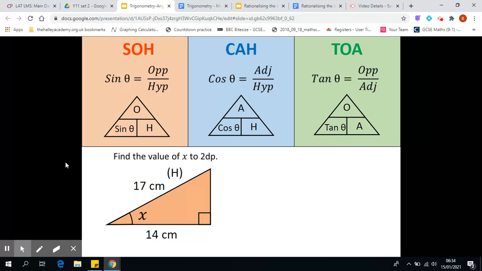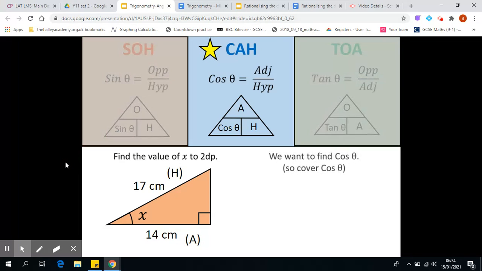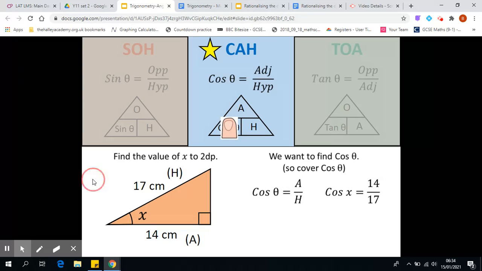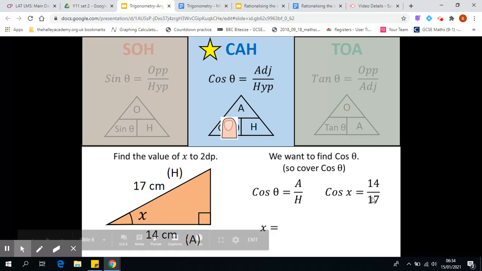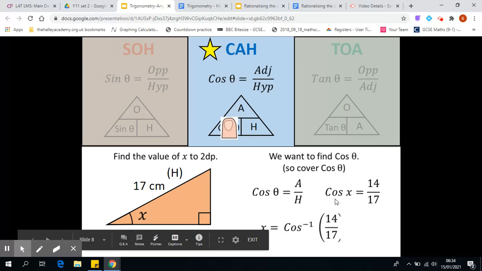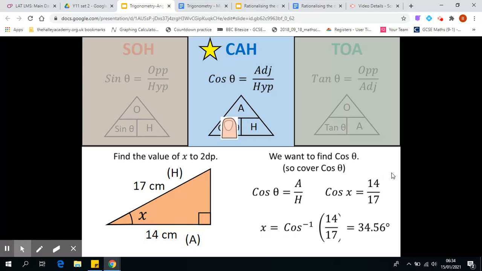Here is the answer. After naming the sides, I identified it involves cos because it involves A and H. Covering theta provides me the formula. After substituting in the formula, I get cos x. Remember, cos inverse of 14 over 17 in brackets gives us 34.56 degrees.